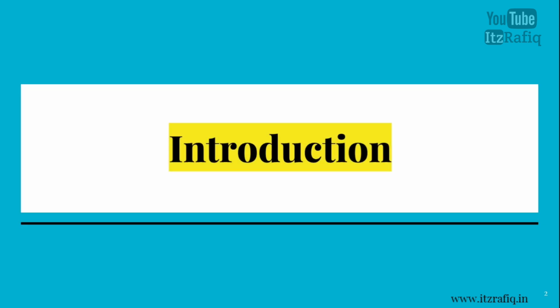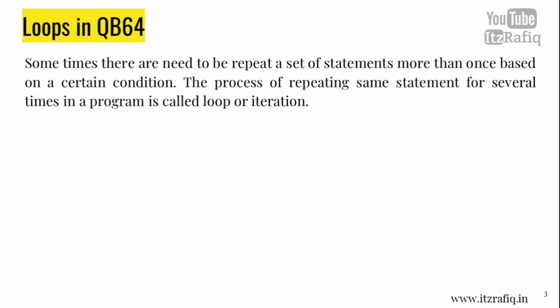Loops mean repetition. When we want to repeat the same thing again and again, we can use loops. For example, suppose I have to write numbers from 1 to 100. Then in a program we will not write it 100 times. In place of that we can use a loop. Sometimes there is a need to repeat a set of statements more than once based on a certain condition. The process of repeating the same statements several times in a program is called a loop or iteration.